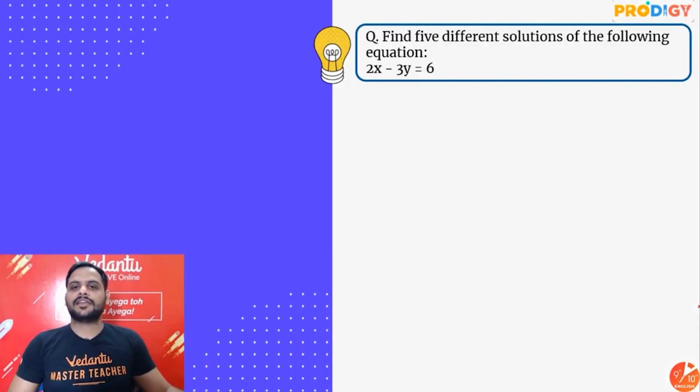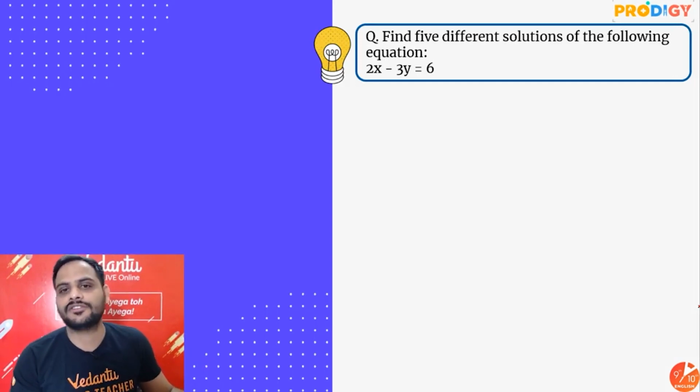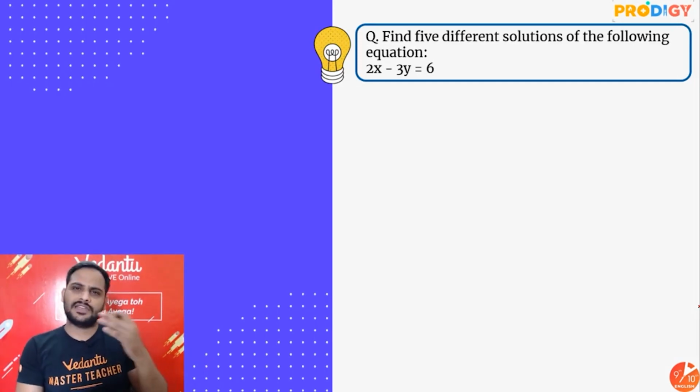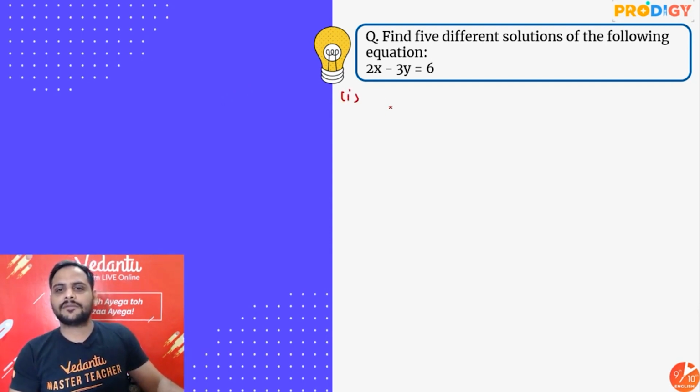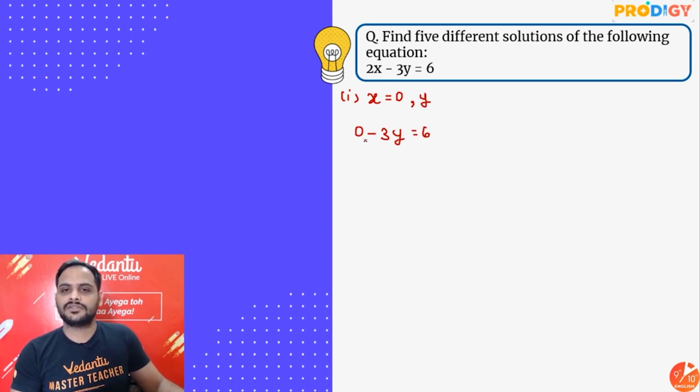Next, write 5 different solutions of this equation. Now we can try different solutions. Let's say, guys, I can choose any variable. Let's say I start with the value of x equal to 0. Then what will be y? So 2 into 0 is 0, minus 3y is equal to 6. Shifting the minus 3 to the division, y is equal to minus 2.